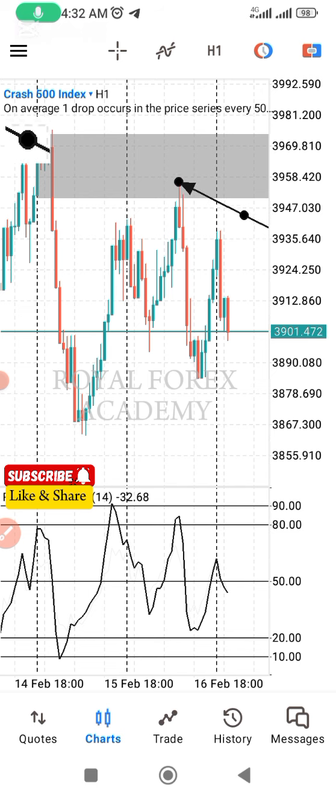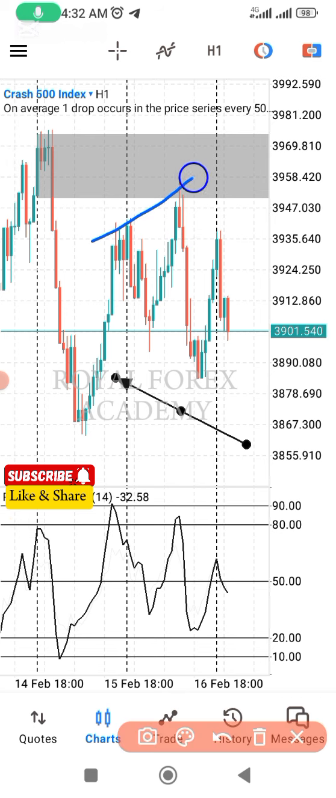And then look at this. It gave us this first rejection, followed by this other rejection. And for more confirmation, this is a divergence. And I always tell you that 80% of the time, divergence proves to us that we are at the end of a retracement. And you can see that price pulled to that zone and you can confidently sell.